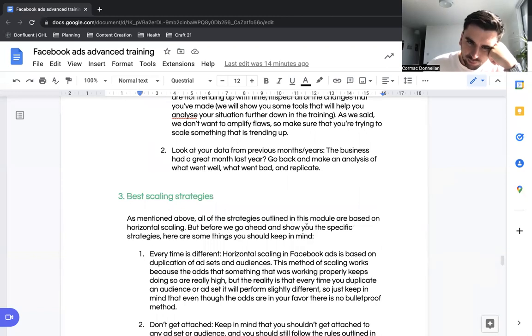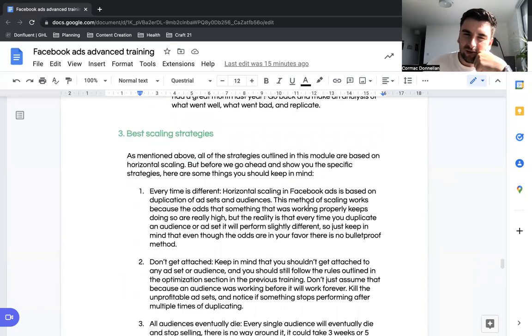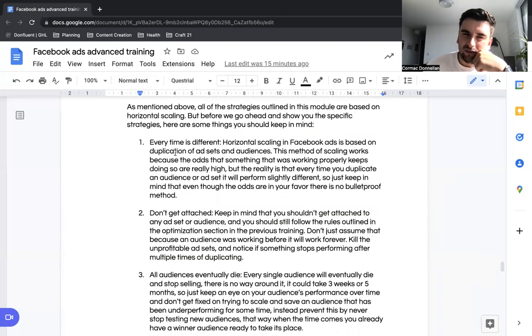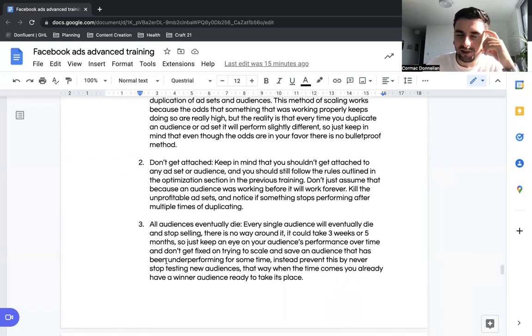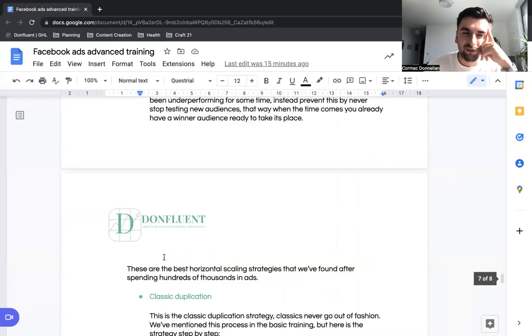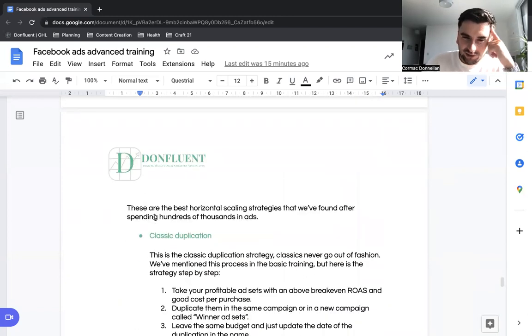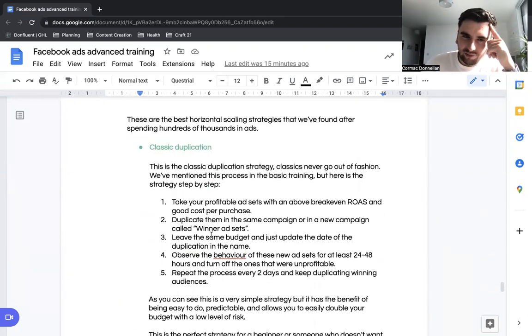And before we jump into the strategies, every time is different, don't get attached, and all audiences eventually die. It's nothing against you. So these are the best horizontal scaling strategies that we found after spending hundreds of thousands and millions of dollars in ads. So classic duplication. This is the classic duplication strategy because classics never go out of fashion. We've mentioned this process in the basic training, but here is the strategy step by step.